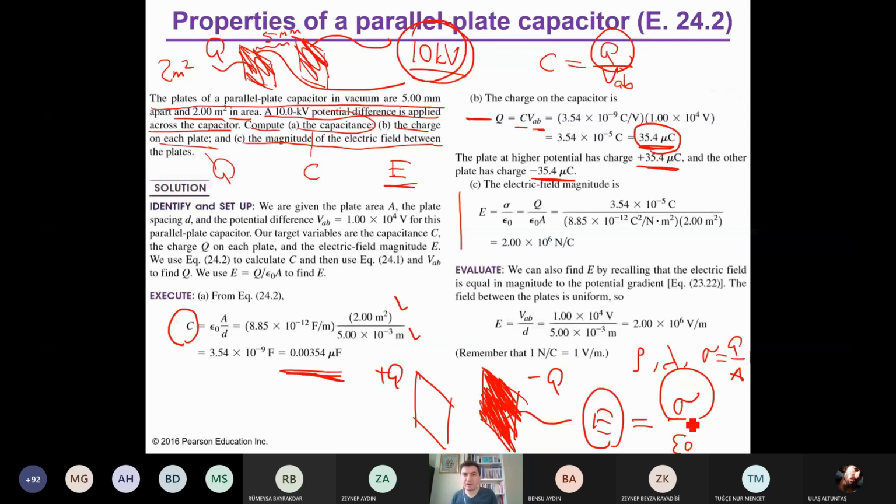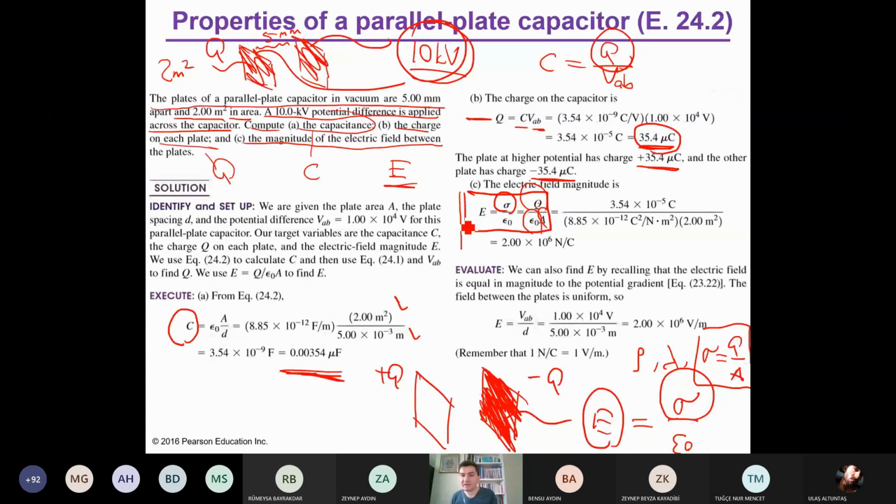And instead of sigma, you can use Q over area, because surface charge density is given with Q over area. Then we know the Q, we know the area, we know the epsilon 0, and we can calculate the electric field magnitude. It is given with 2 times 10 to the 6 Newton per coulomb.